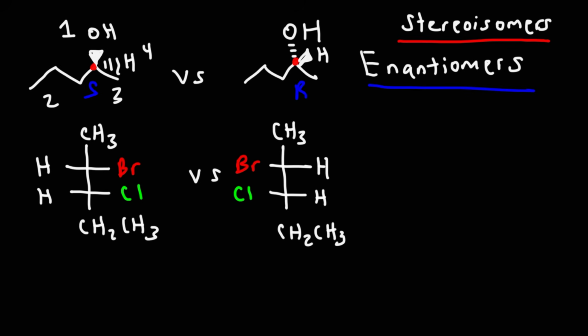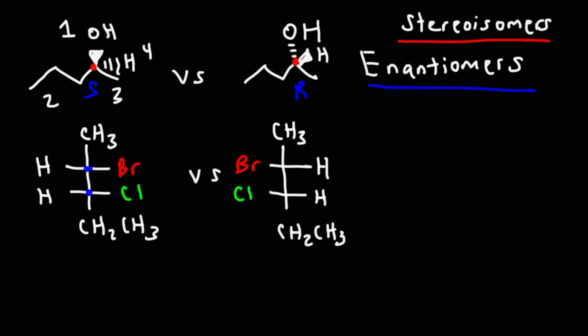First, let's determine the configuration at each chiral center. Notice that we have 2 chiral centers. The number of stereoisomers that are possible here is 2 to the n. So because we have 2 chiral centers, we can have potentially 4 stereoisomers. The 4 possible stereoisomers that we can have are RR, RS, SR, and SS. So that's a common test question, how to find the number of stereoisomers given the number of chiral centers.